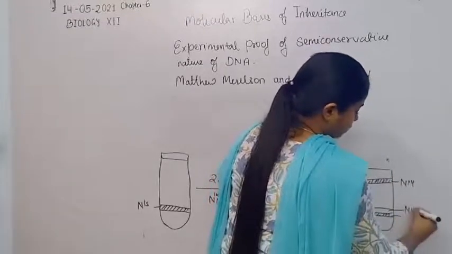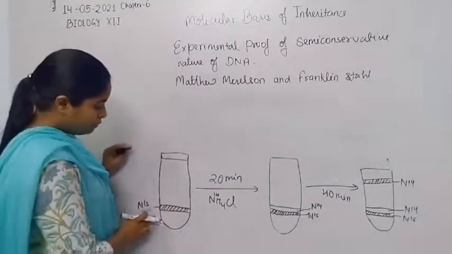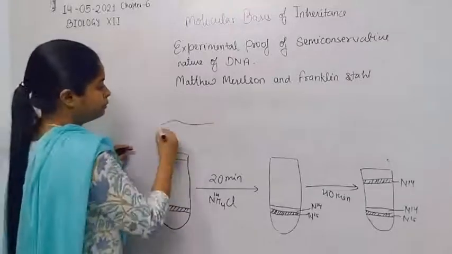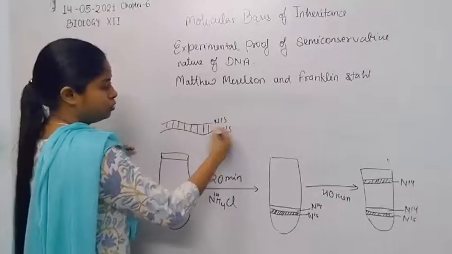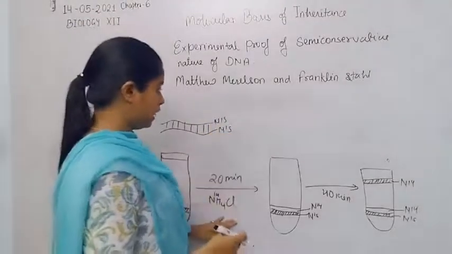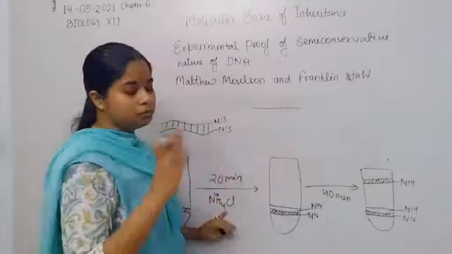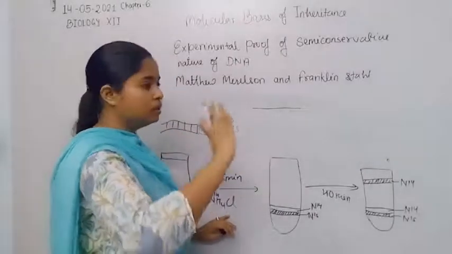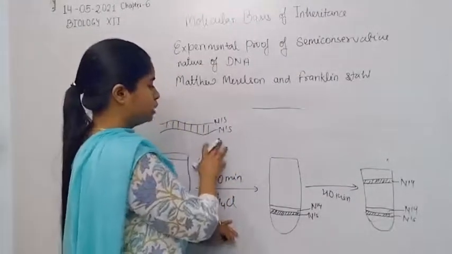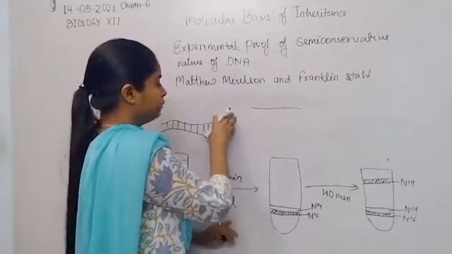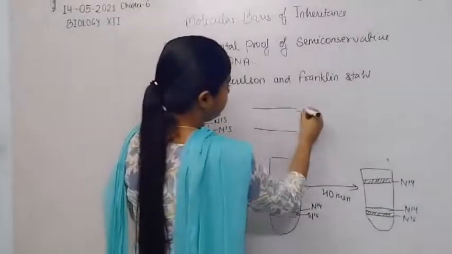Now here is N15, the heavy strand. That means when they grew the bacteria in N15, both strands of the DNA molecule are formed by N15 nitrogen. So when they transferred the bacteria into the N14 medium, after 20 minutes there is a need for replication, because without replication the E. coli cannot reproduce. So because of the reproduction process, they have to replicate their genetic material. Here are the N15 strands.